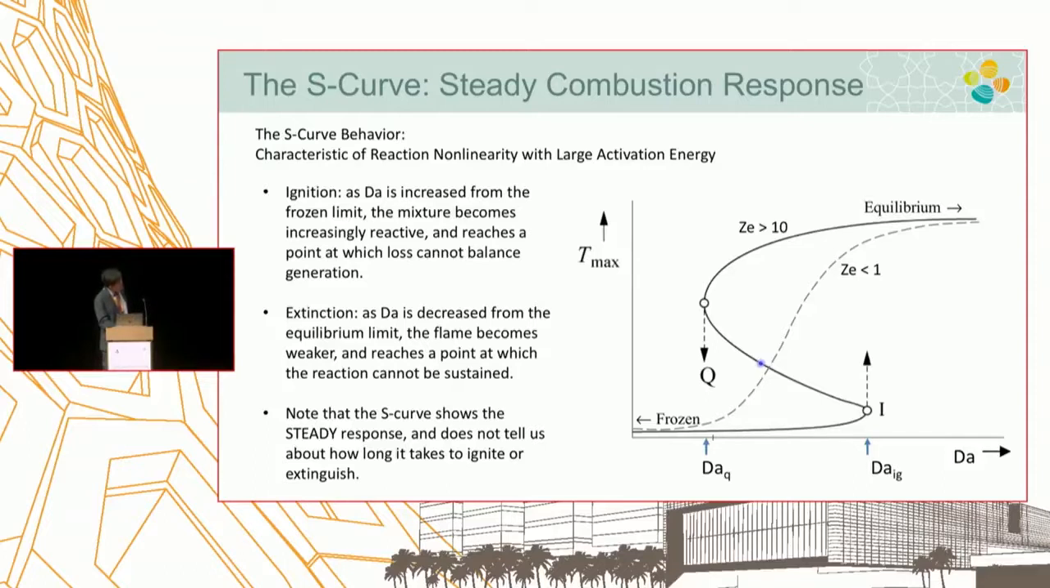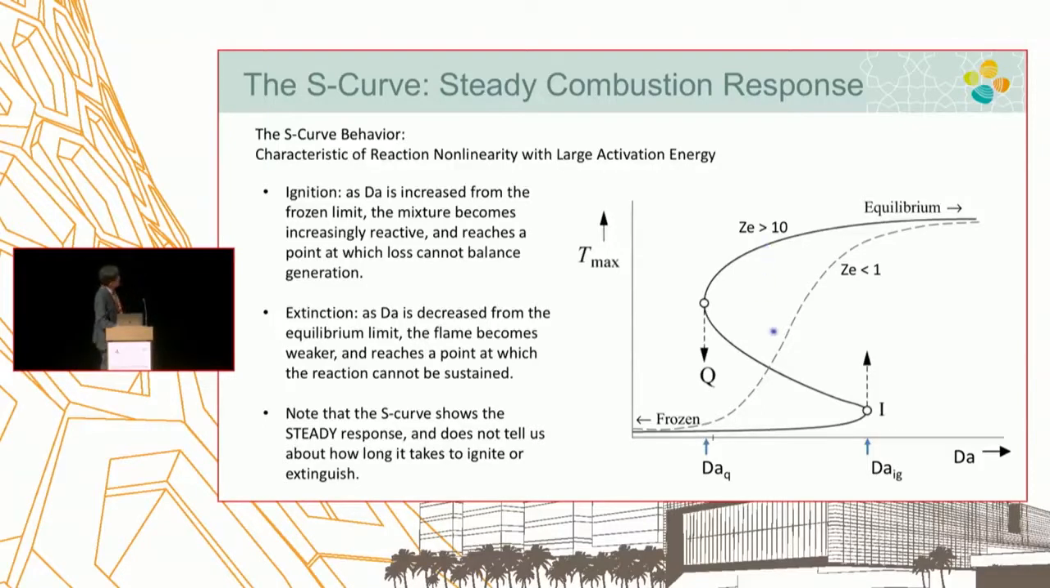As you move around on this line, your Damkohler number goes up. I'm supposed to enhance the reactivity, but instead it's going down. Temperature goes down. So I cannot stay here. Any perturbation will push me out of this branch and eventually go into the lower branch or upper branch. So that's the general description of the S-curve.